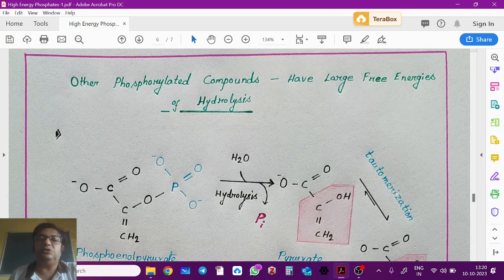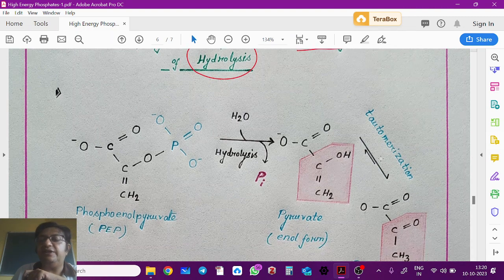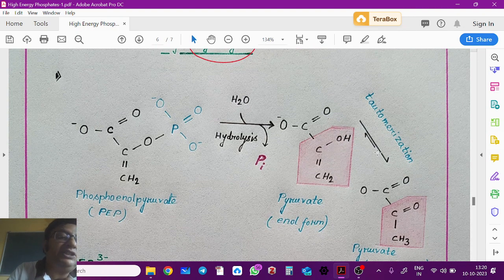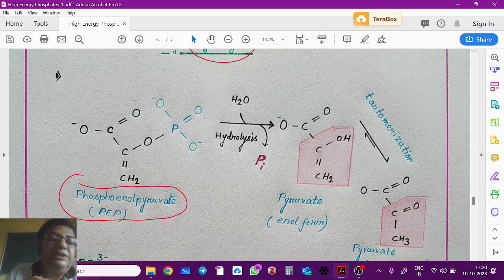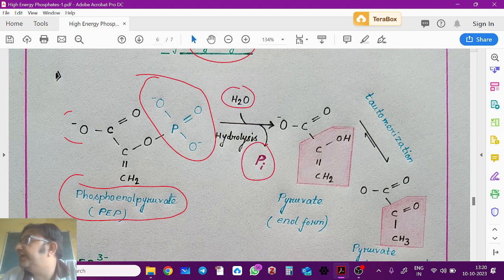So other compounds, on the next page, which have large free energies of hydrolysis. You look at phosphoenol pyruvate, the structure of phosphoenol pyruvate. CH2 double bond C, on the left side you have an O minus, then a double bond, and you have the high energy phosphate. Water comes in, hydrolysis takes place, inorganic orthophosphate comes out. And look at that compound. And here at this stage, energy is released.